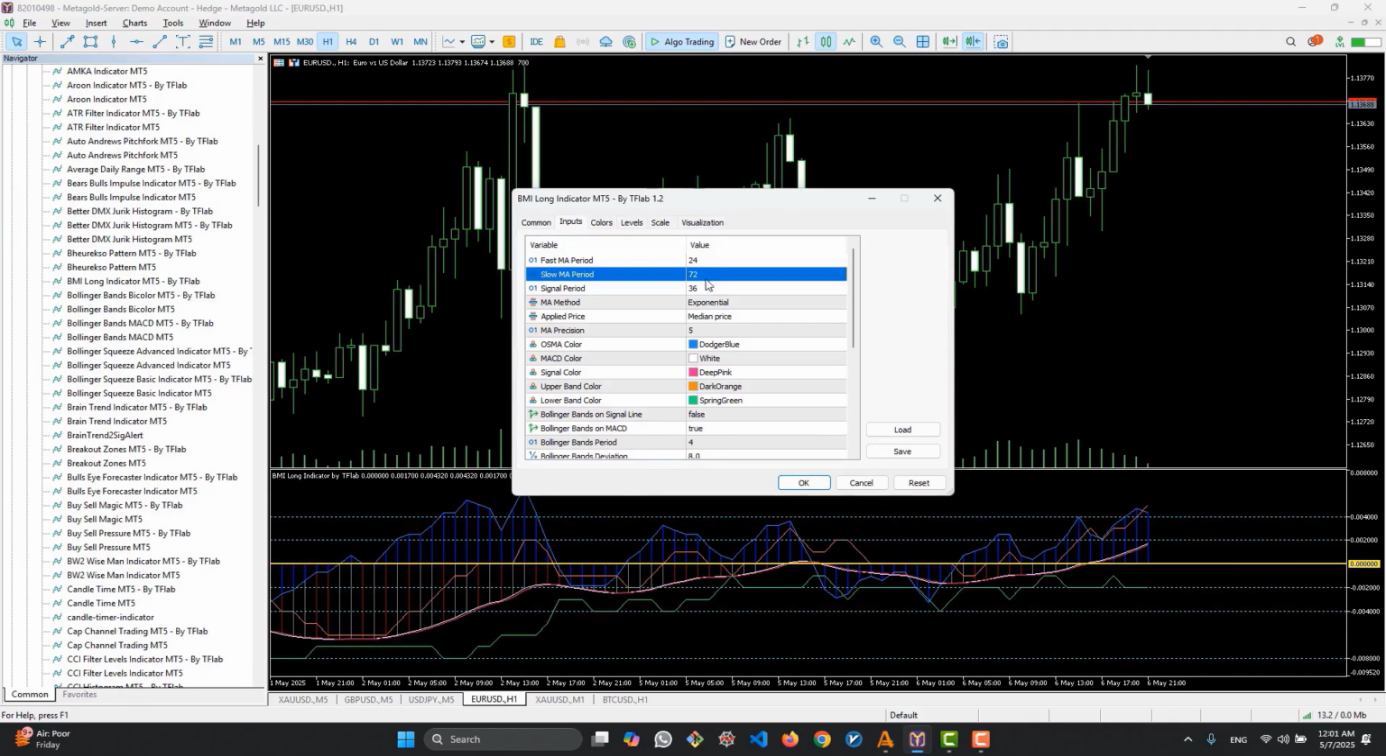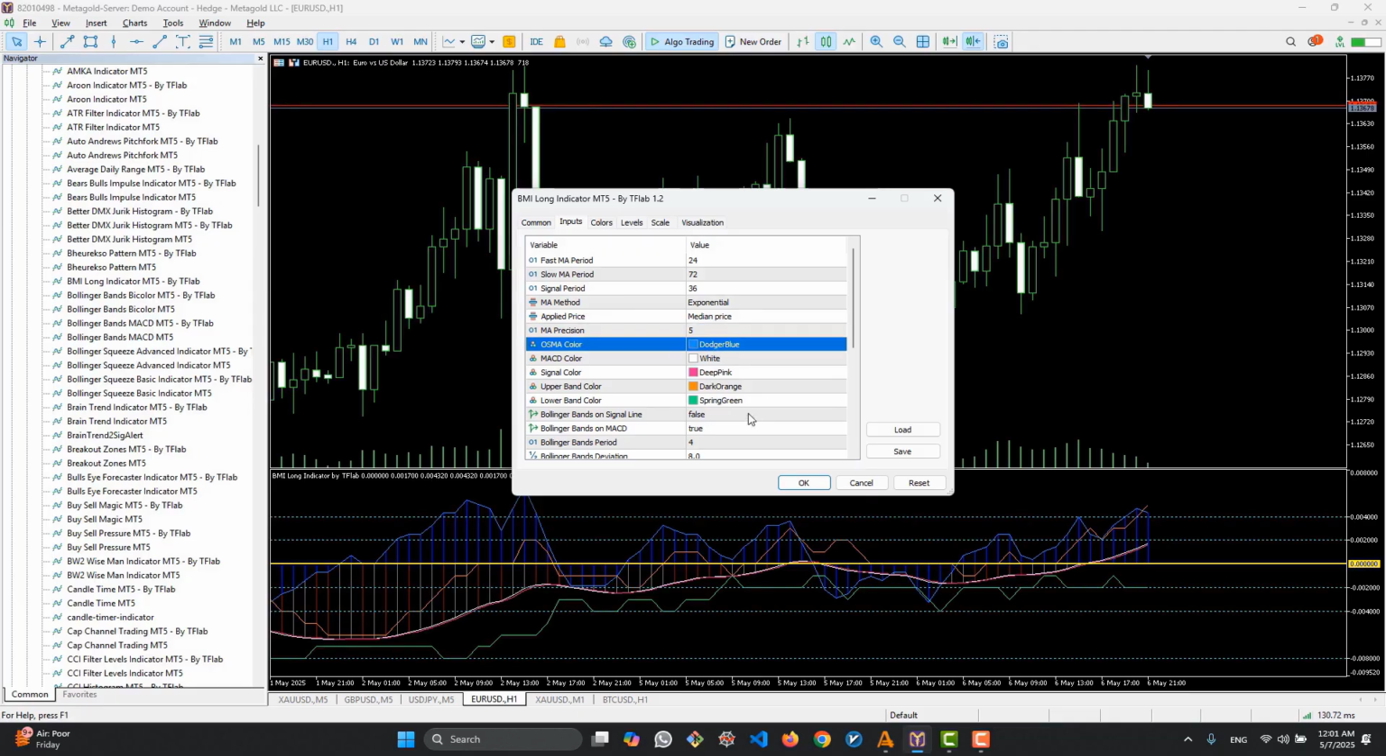First, we have the MACD indicator settings, which include the fast EMA period, the slow EMA period, and the signal period, as well as the moving average calculation method and the price on which the calculations are performed. There's also another parameter that determines the calculation precision for the MACD indicator, where we can specify the number of decimal places to which our calculations should be accurate.